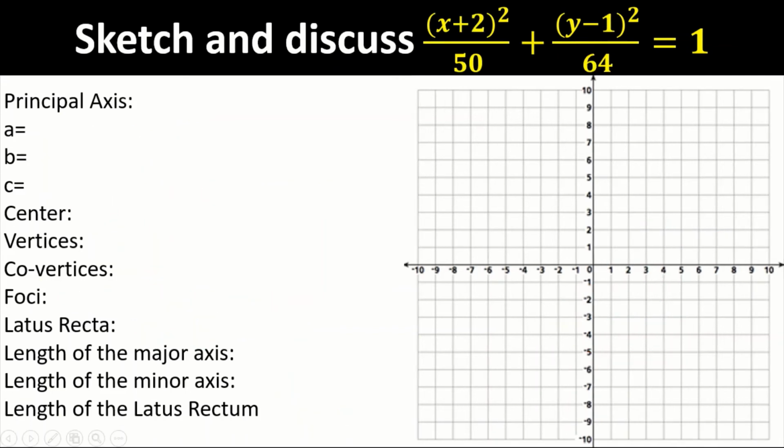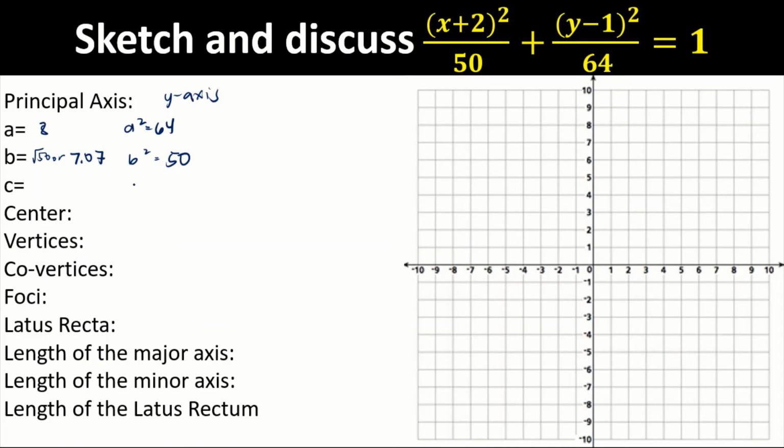Okay, and then last example, sketch and discuss the quantity x plus 2 squared over 50 plus quantity y minus 1 squared over 64 equals 1. So in here, the principal axis is in the y-axis. Okay, and then the principal axis, we have 64. So a squared is equal to 64. Then a is 8. So b squared is equal to 50. So b is square root of 50, or ang value ng square root of 50 is 7.07.